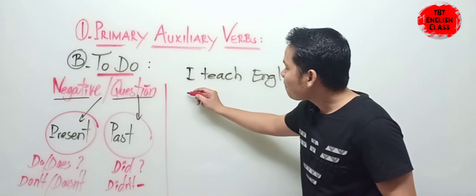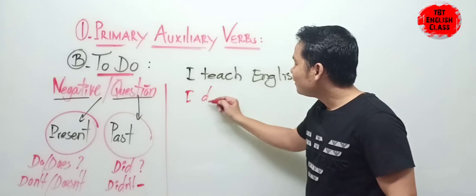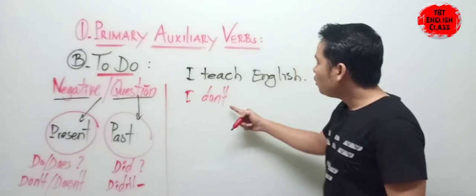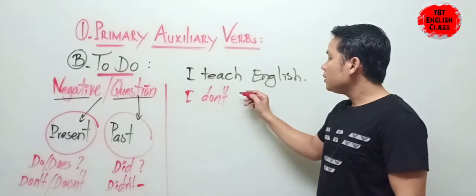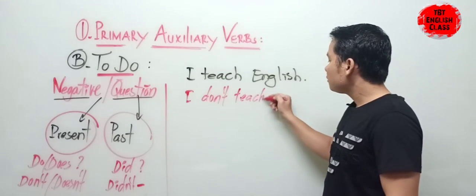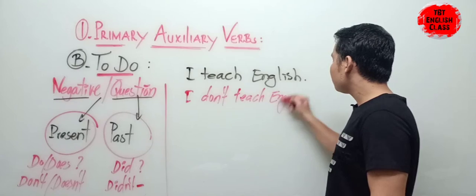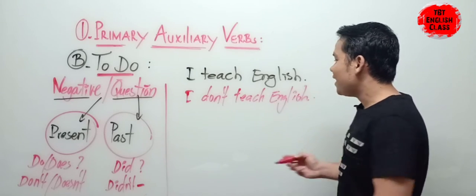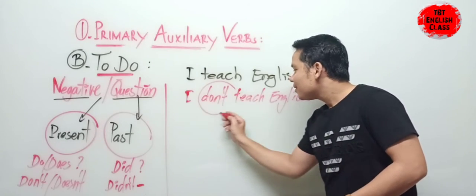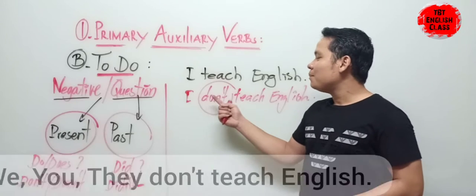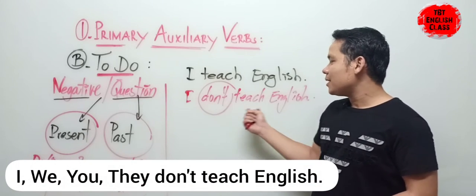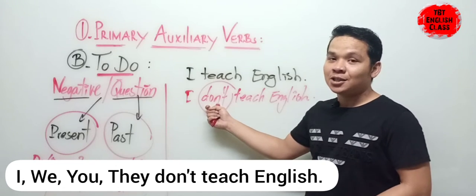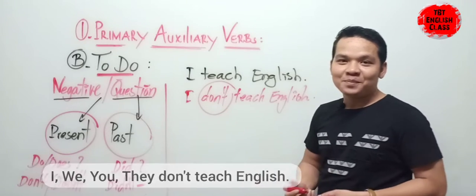I can say, I don't, you know, don't here means do not, but don't means shortened word, don't teach English. Okay, so we use primary auxiliary verb do plus adverb not. And then we can say I don't teach English, or we can say I do not teach English. Don't is the short form of do not.